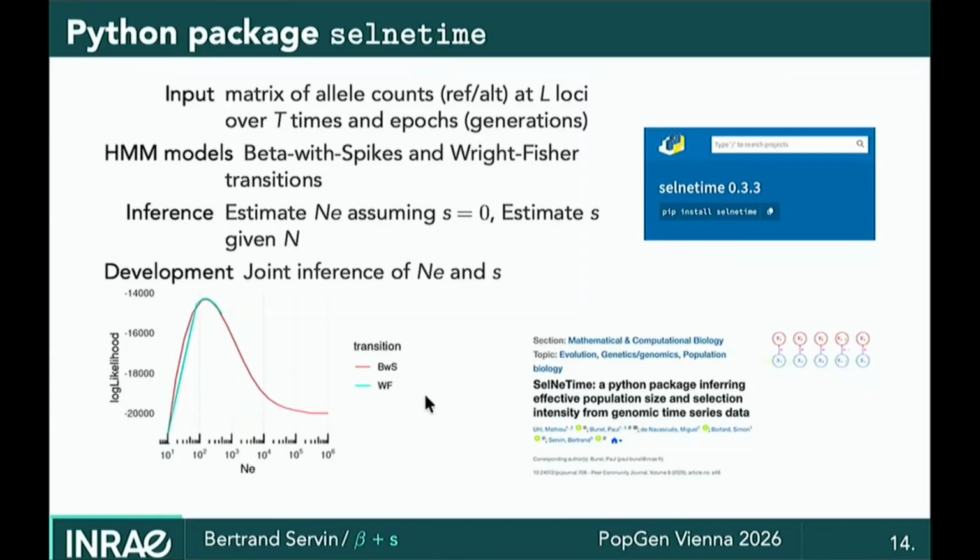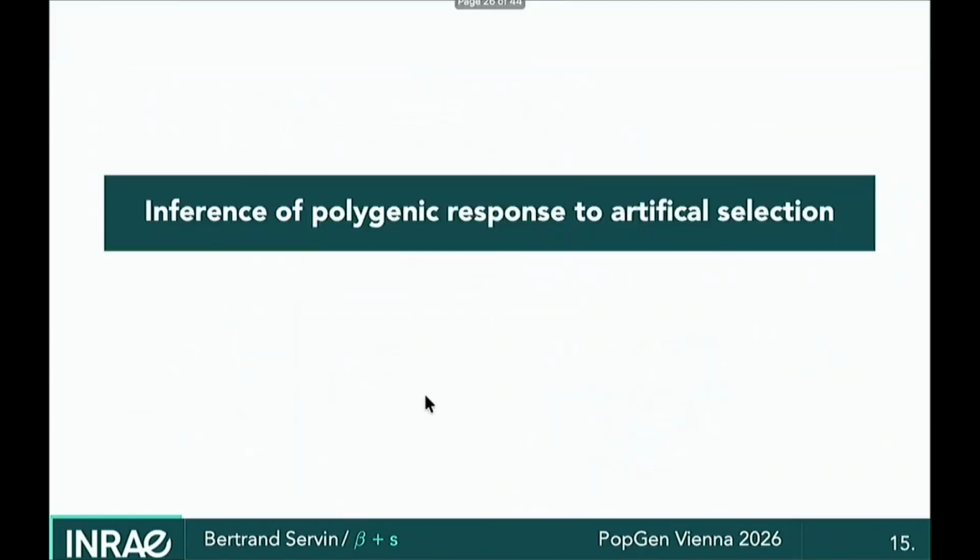Okay, so with this package, we can estimate a selection coefficient for every locus on the genome, if you have genetic time series. And because we compute likelihood functions, we can also estimate standard errors around this parameter. Okay, and that's what you need to remember for the next part of the talk. Okay, so now we're going to be using this to infer polygenic response to artificial selection.